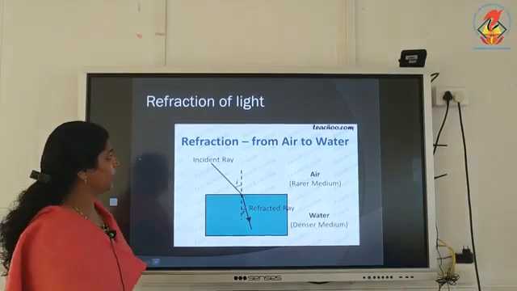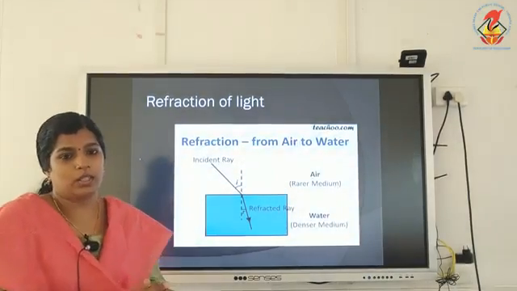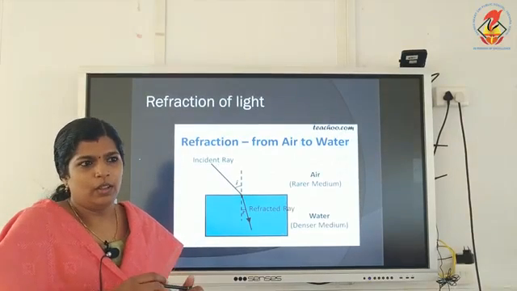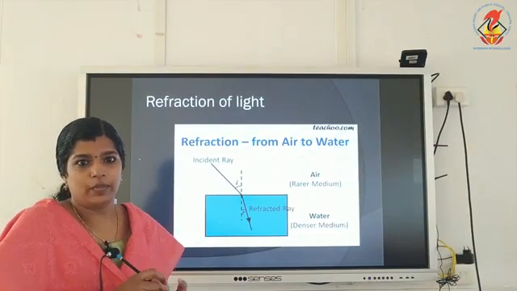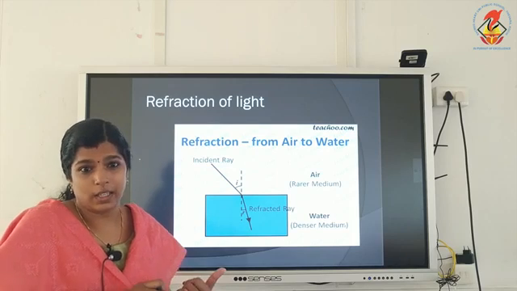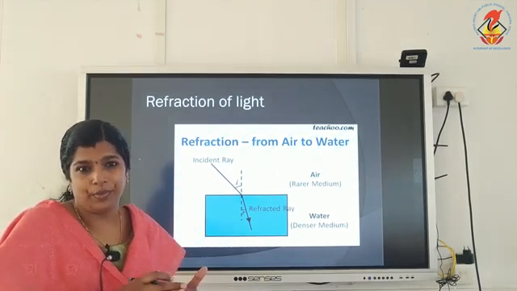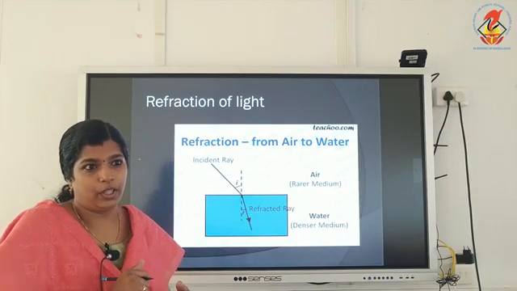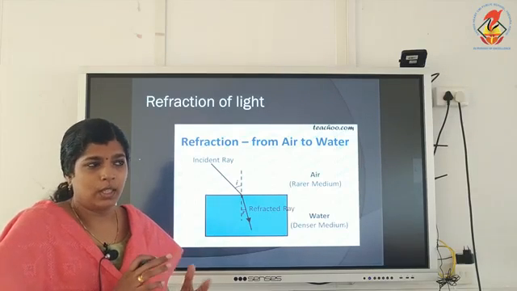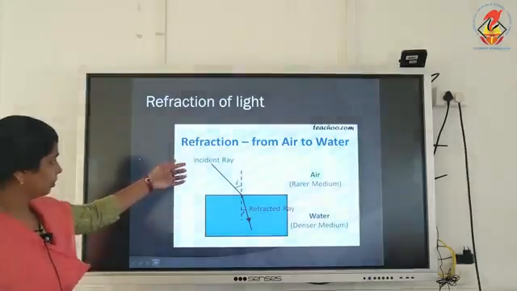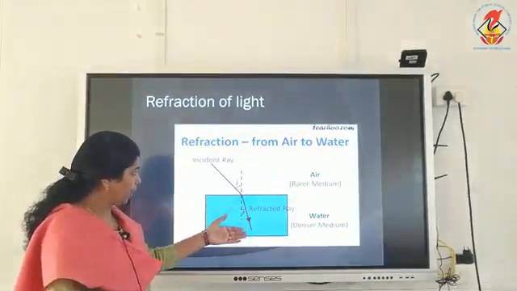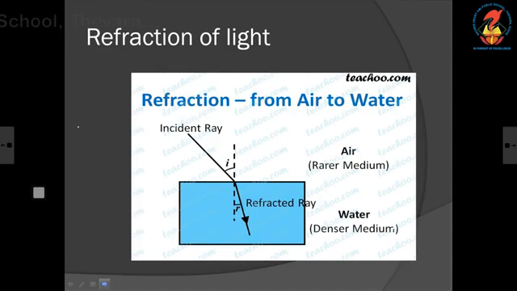Now, so many terms are related to this refraction of light. In reflection of light, we studied the incident ray, reflected ray, normal, point of incidence, angle of reflection, and angle of incidence. Here also there is the incident ray, refracted ray, normal, point of incidence, angle of incidence, and angle of refraction.